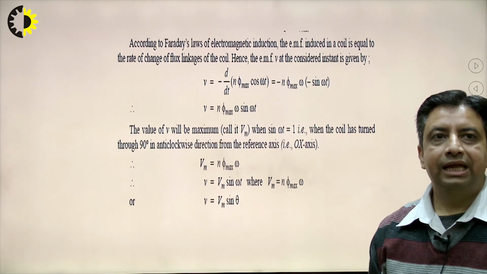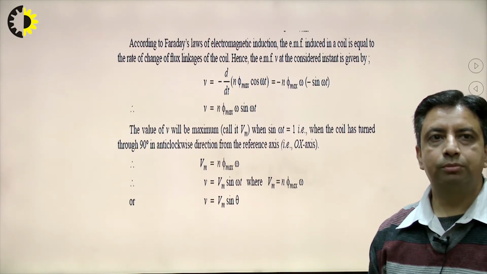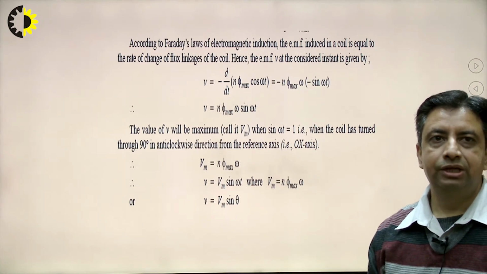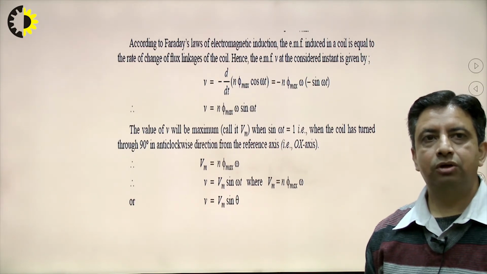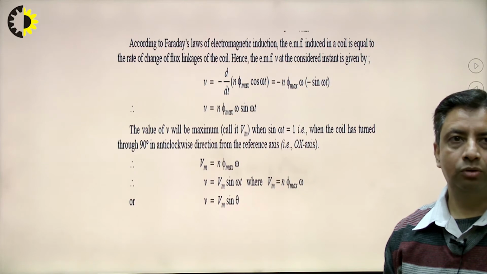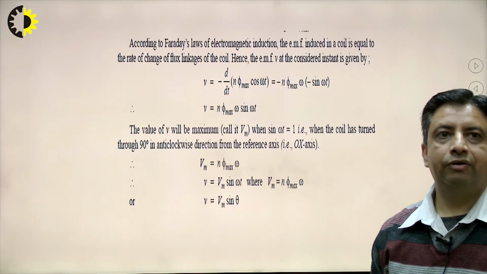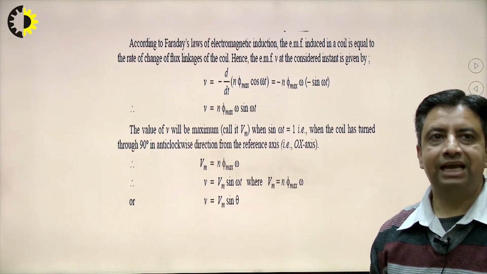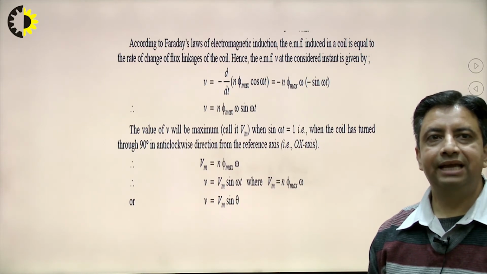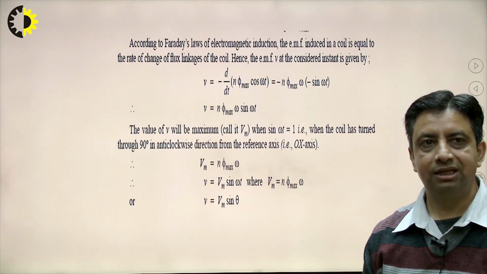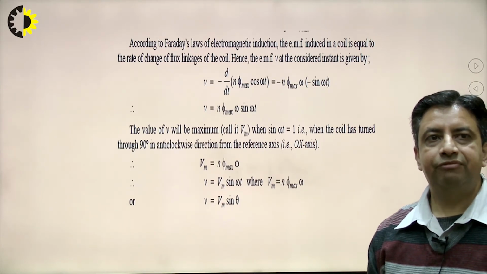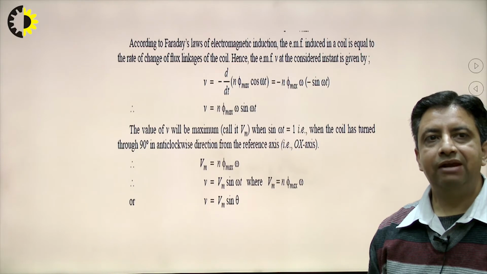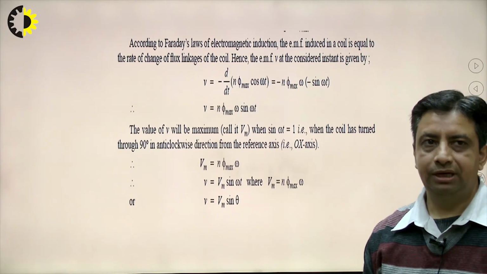So they are taken outside. If we differentiate cos omega t with respect to t, omega will come outside and the differentiation of cos will be minus sin omega t. Now, we have one more minus sign that represents Lenz's law. These two minus signs will cancel each other out and we will get the equation for EMF induced equal to N phi m omega sin omega t.